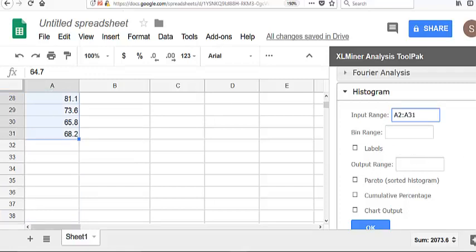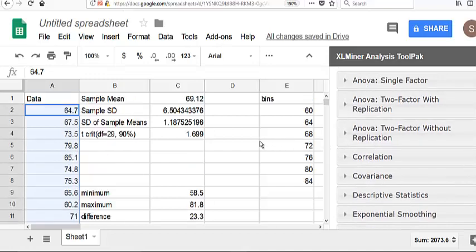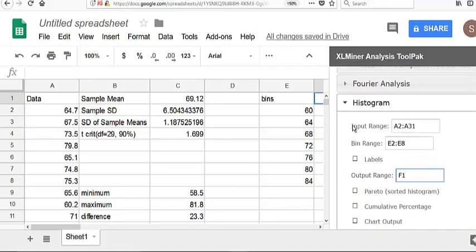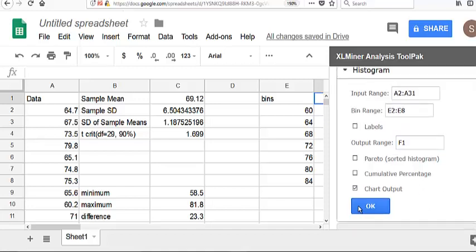Okay. Next, we need the bin range. So let's go up to the top here. You highlight the bin range. Once you have highlighted, click in the box where the bin range is. We'll put the output right here, F1, click there, it goes F1. Because the input range did not include the header, we don't need to click labels. And we want a chart output so we can see what it looks like. And that's it. You say OK.